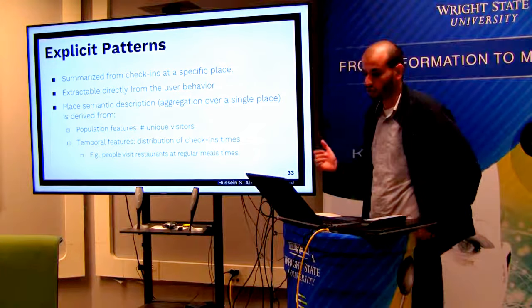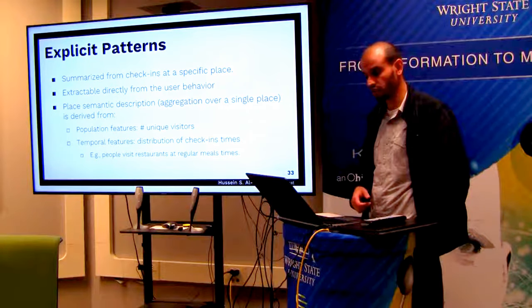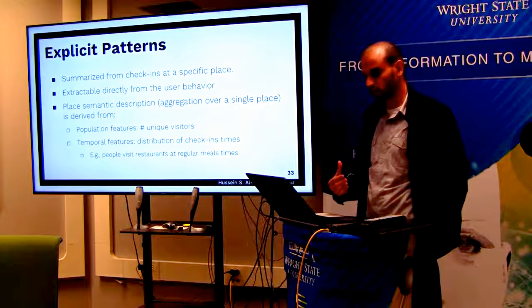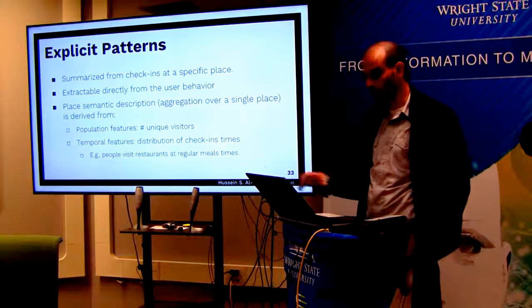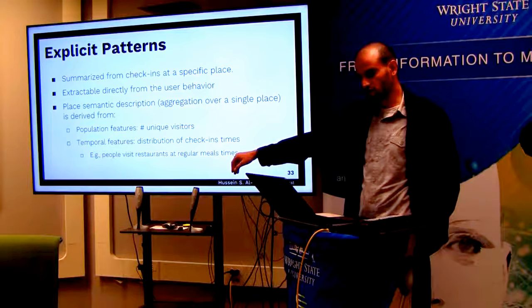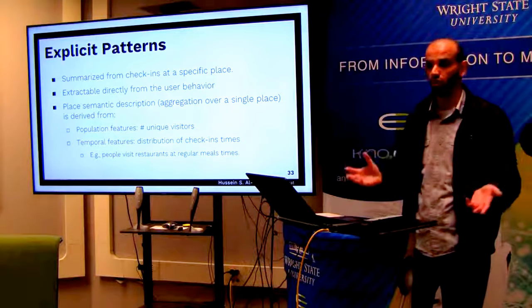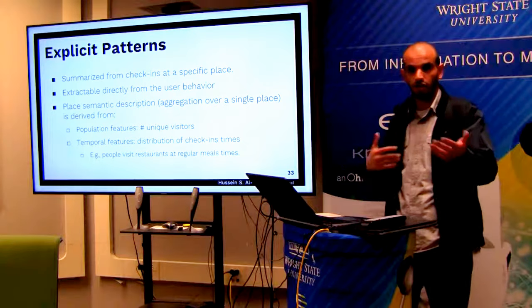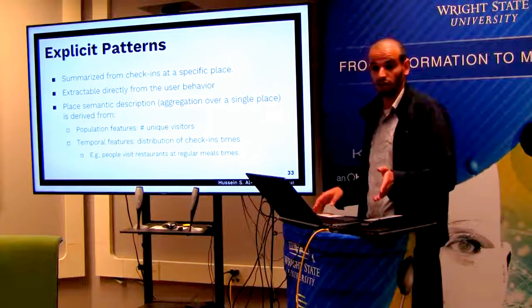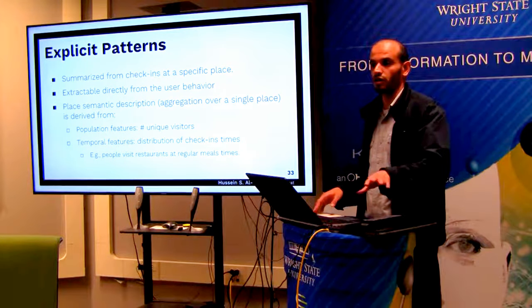The explicit patterns that we are talking about are summarized from check-ins at a specific place, extractable directly from the user behavior. The place semantic description is aggregated over a single place, and is derived from the population feature, which is the number of unique visitors, and the temporal features, which is the distribution of check-in times. So these are already there. You don't have to do any computation to get them. These are explicit patterns. They are just in the data, I can extract them. For example, I can say that people visit restaurants at regular meal times. Is this true or not? I can just immediately check that. I don't need to do any machine learning or any statistical modeling.